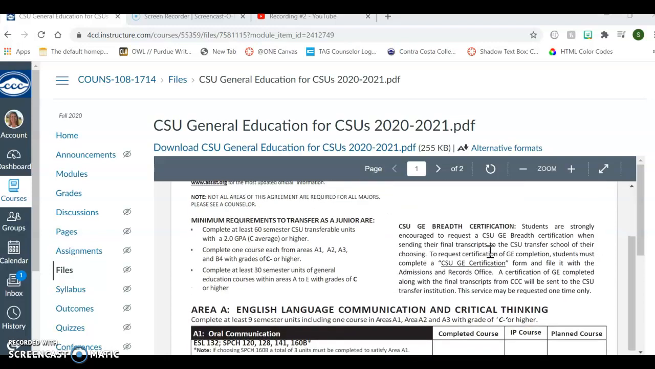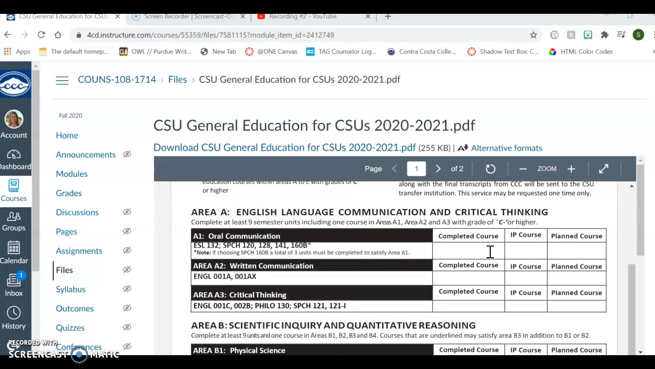Very briefly, a few things I want to point out are some of the overlaps and the differences between this and CCC's GE. This general education pattern is about 39 units. So that means you're going to have more general education required of you for transfer than you do for a local associate's degree. But remember, you still need 60 units to meet those minimum degree and transfer requirements.